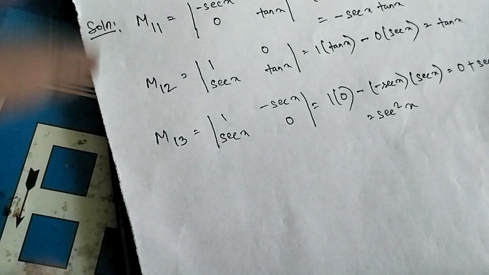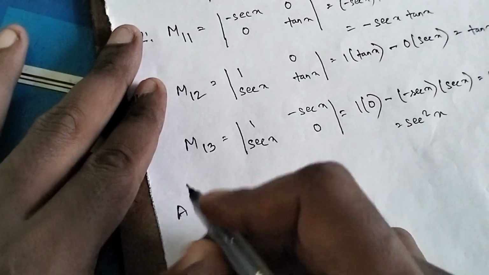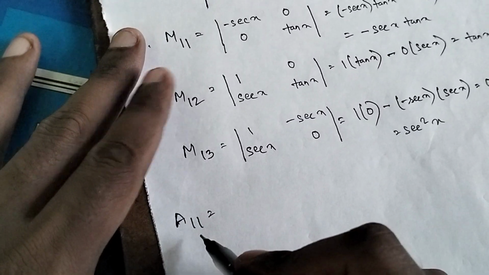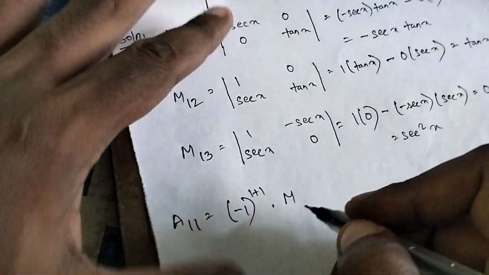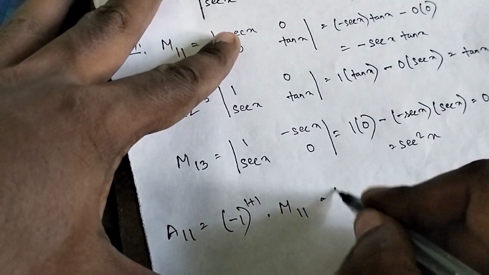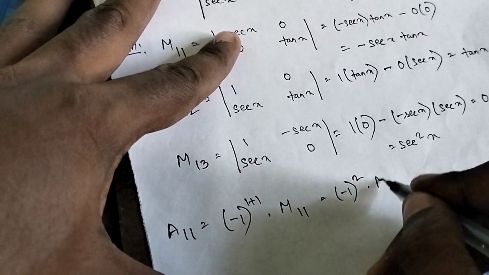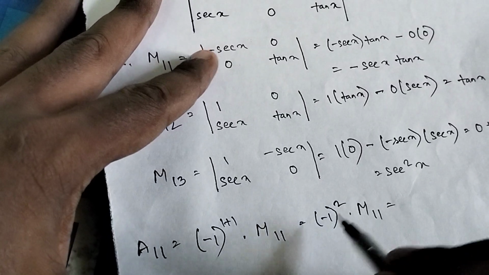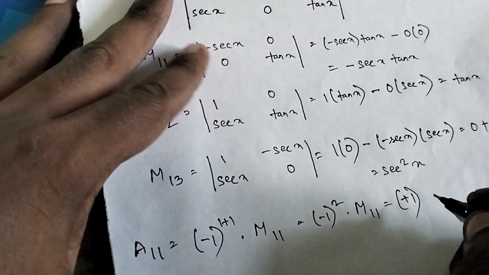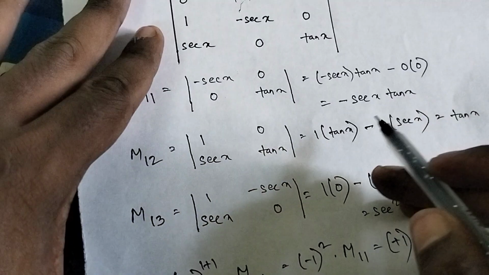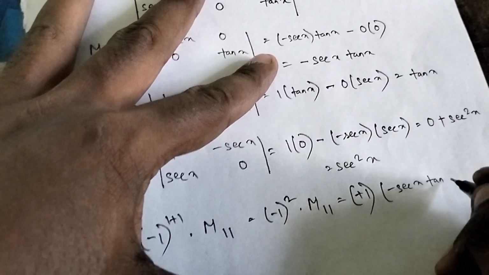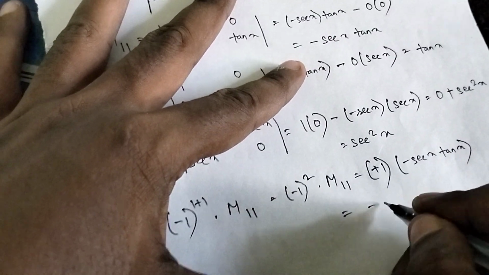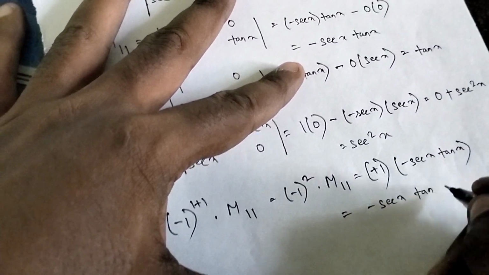Okay, so now we will find the cofactors of row 1 column 1. So for row 1 column 1, it is minus 1 to the power 1 plus 1 into minors of row 1 column 1, so it will become minus 1 square into minors of row 1 column 1. Minus 1 square will become plus 1, and minors of row 1 column 1 was minus sec x tan x, so it will be minus sec x tan x.